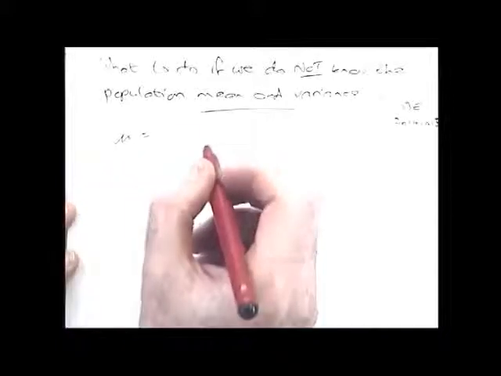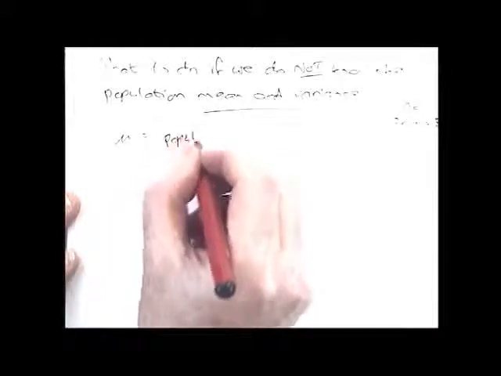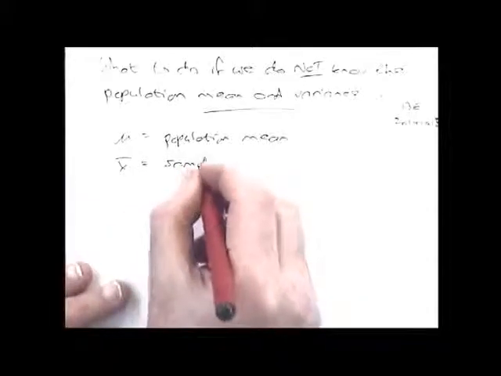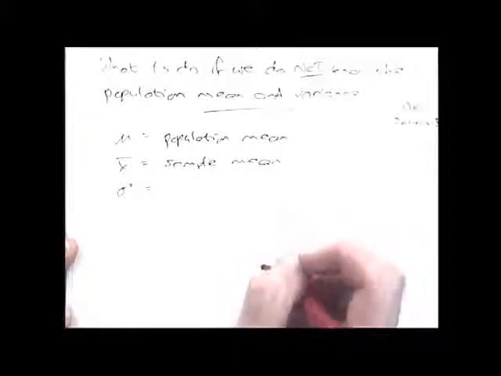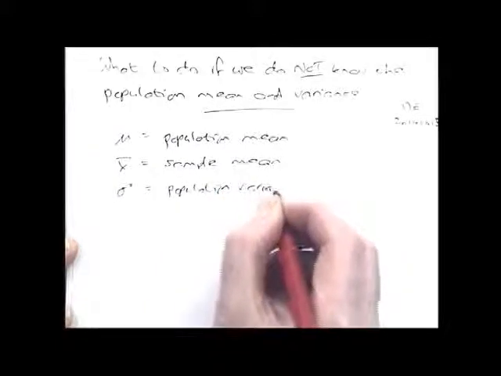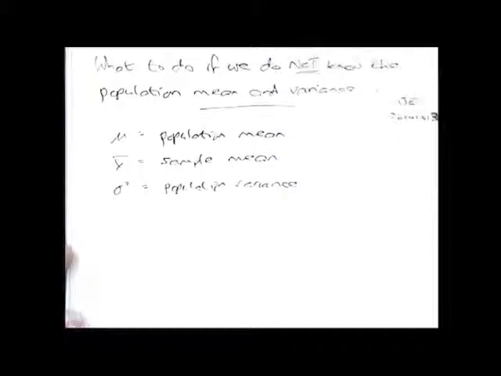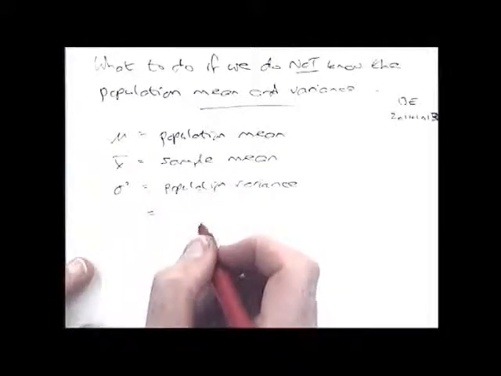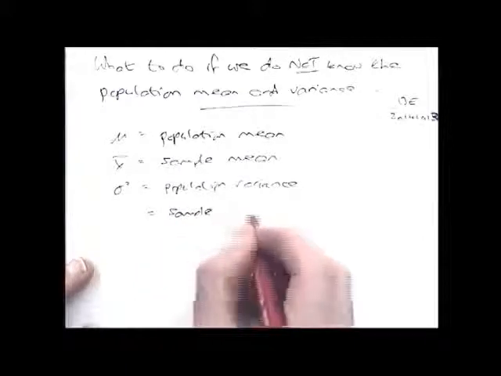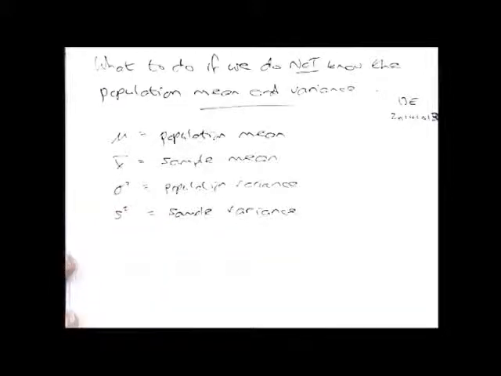So what we are going to do now is go through some notation first of all. What is mu? Mu is the population mean, yeah. And what is x bar? The sample mean, yeah. What is sigma squared? Population variance, yeah. What's the fourth thing you think is going to appear in this list? The sample variance. Sample variance I'm going to call S squared.